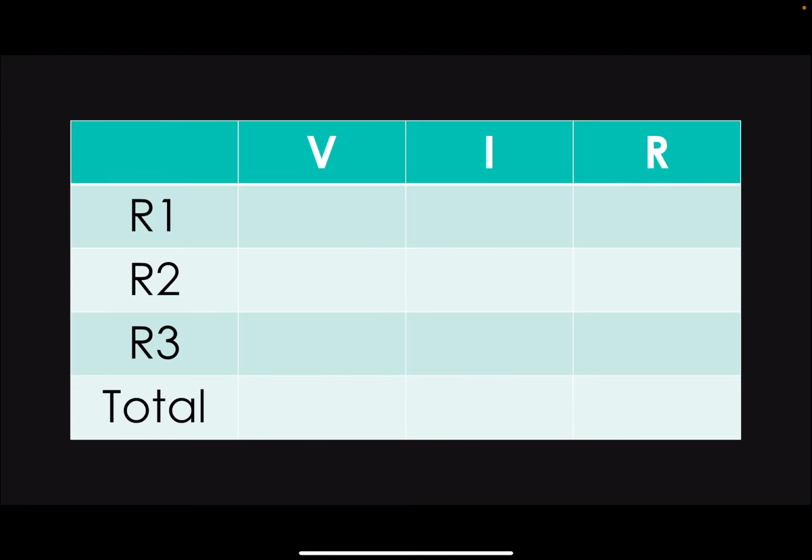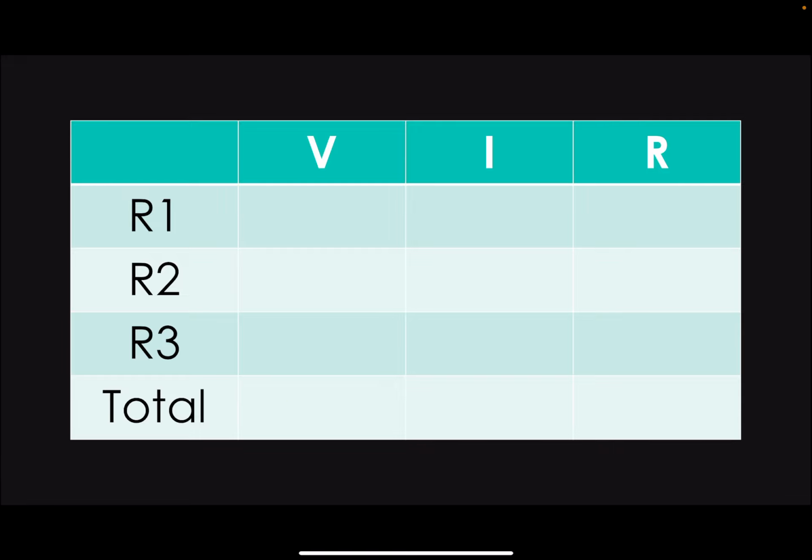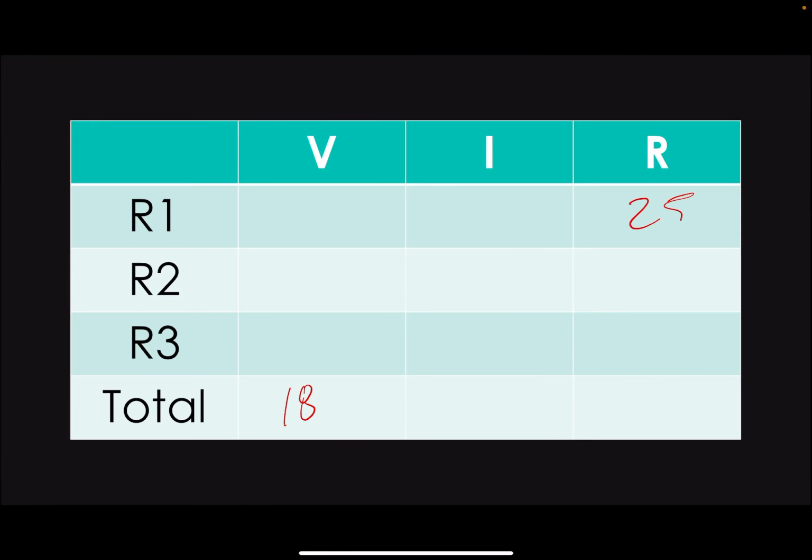To do all that, we're going to organize by using a T-chart. I call it a VIR chart, because at the top we see VIR, and we're going to find the voltage for every resistor, the current for every resistor, and the resistance for every resistor. We can fill in some of these for free. We know the total voltage is 18, and we know our resistors are 25, 35, and 32. And we can use this information to solve the rest of the chart.